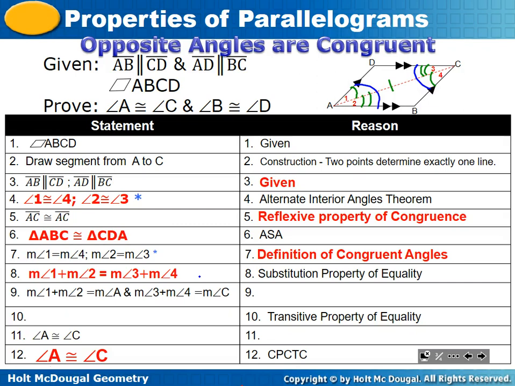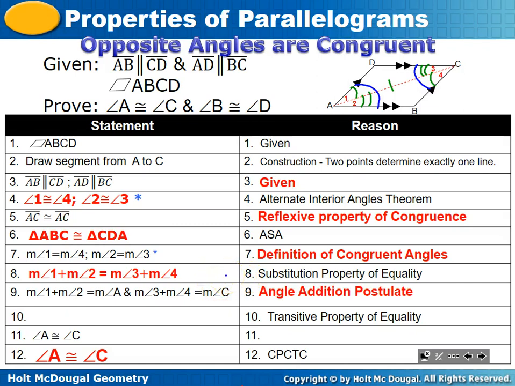Then let's look at step 9. So I would like you guys to look at step 9 and look at your drawing. You should be able to see the segment addition postulate here. Or not segment, sorry, angle addition postulate. So we're adding two angles together.